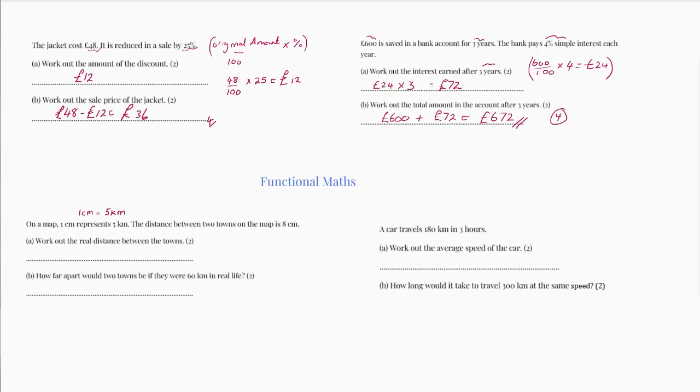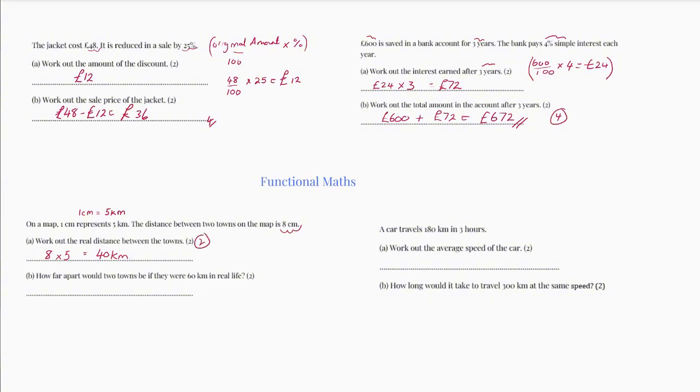Next one. On a map, 1 centimetre represents 5 kilometres. The distance between 2 towns on the map is 8 centimetres. Work out the real distance between the towns. So we've got the map distance here is 8 centimetres. And we know that 1 centimetre equals 5 kilometres. So all you simply need to do is times it. 8 times 5 equals 40 kilometres. That's it. For 2 marks, that's it.